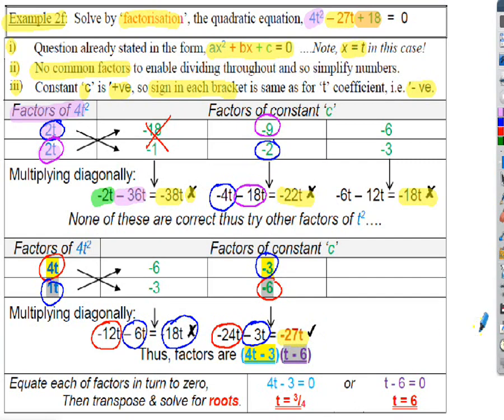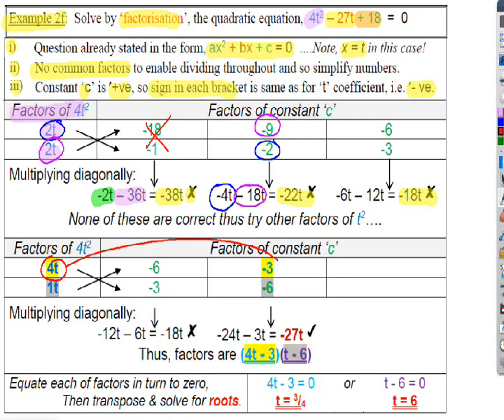Don't forget, we always read horizontally to find the factors. So reading horizontally, the factors will be 4t and negative 3, so that's a factor there. And again, reading horizontally, the factor will be 1t and the negative 6, and that's shown here, t minus 6. So we now find our factors.